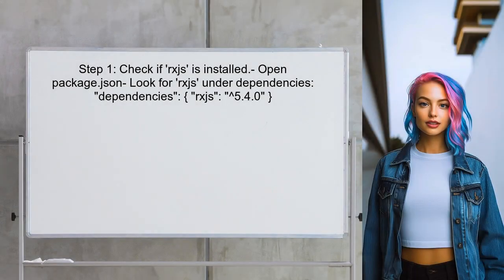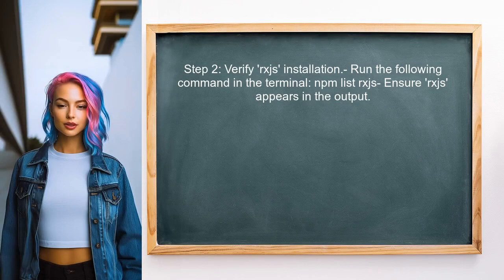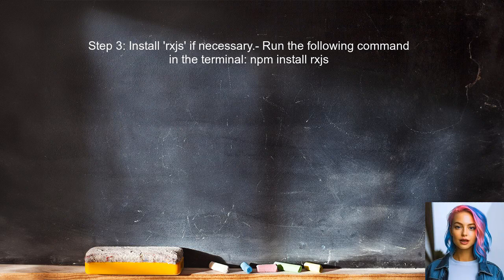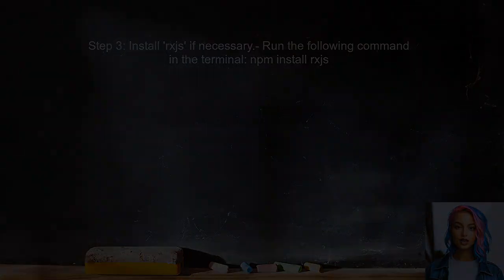To resolve the issue of not finding the module rxjs, the user should first ensure that rxjs is correctly installed in their project. They can do this by checking the package.json file for the rxjs dependency. If rxjs is listed in the package.json file, the next step is to verify that it is installed in the node_modules directory. The user can do this by running a command in the terminal. If rxjs is not installed, the user can install it by running the npm install command. This will ensure that rxjs is available for the project.